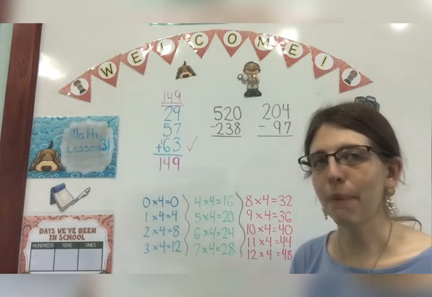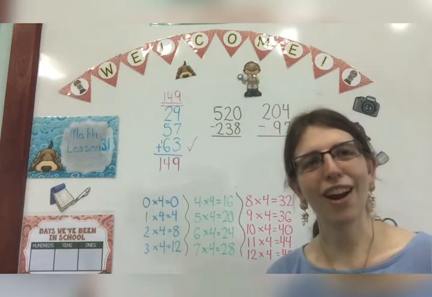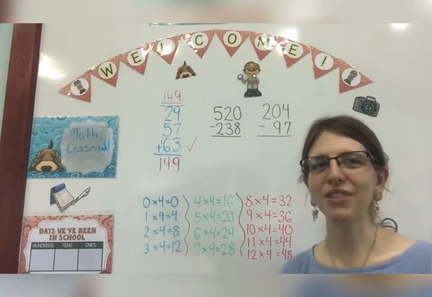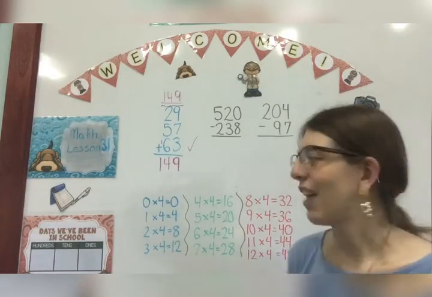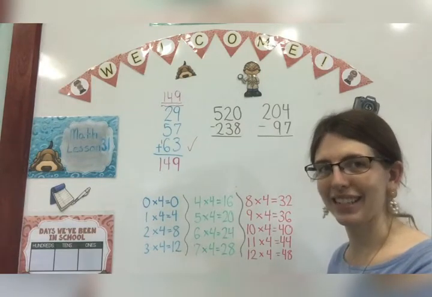But before we start your paper, I want to review subtraction. I notice there are some of you that are having some problems with borrowing. So let's talk about that and review that just a little bit. First, I have 520 minus 238.